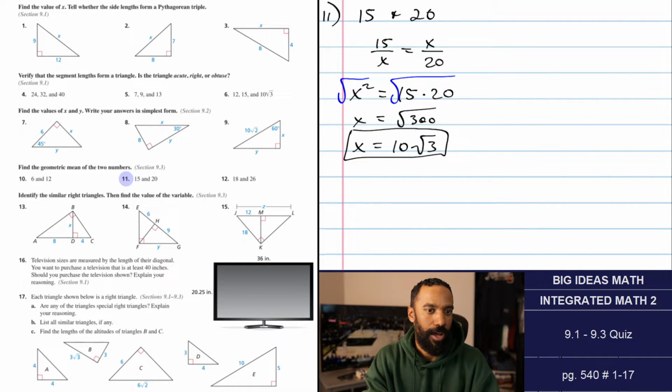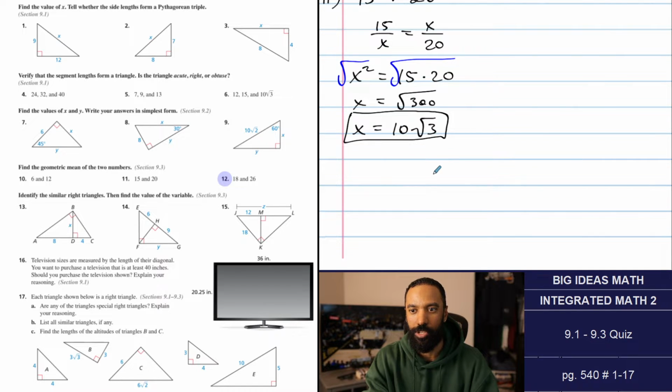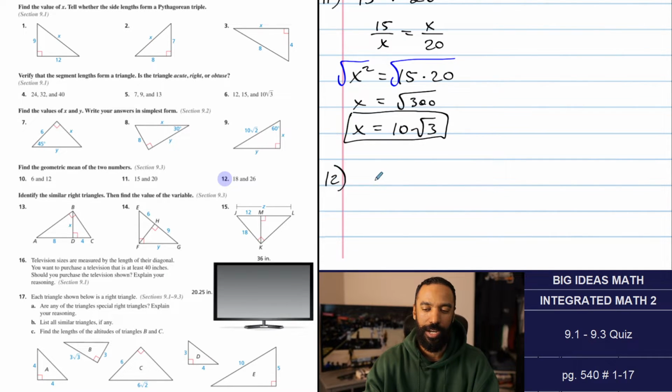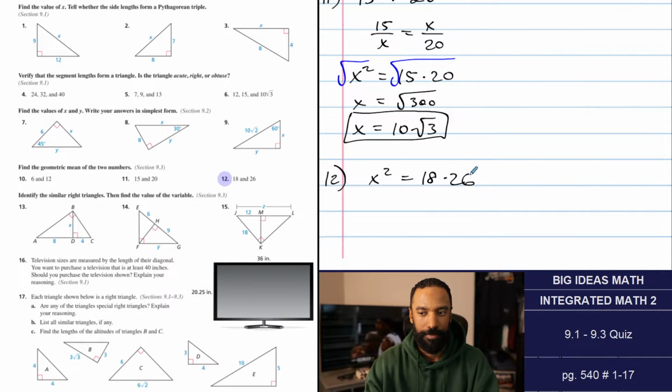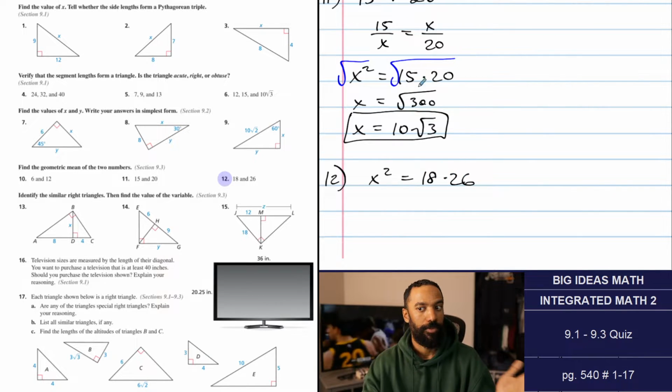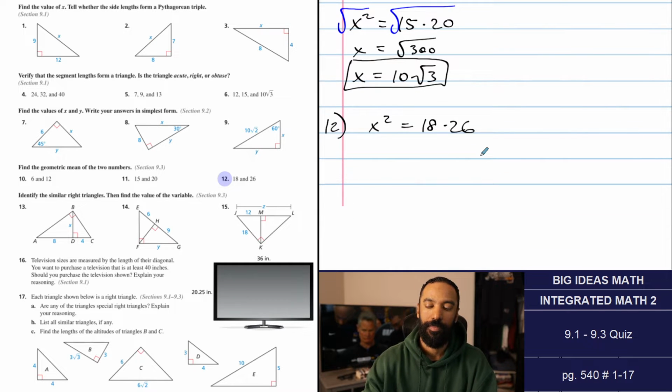And then number 12, we have 18 and 26. If you'd like to go in the form that doesn't use the proportion at all and go straight into the answer, it's x squared equals 18 times 26, right? That's the idea. See where it came from, though. If you don't remember that, see where it came from.